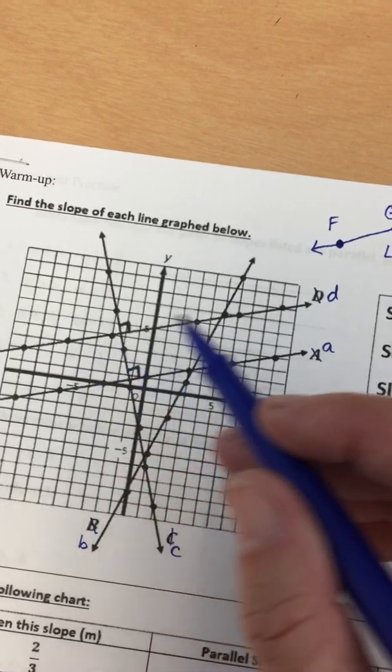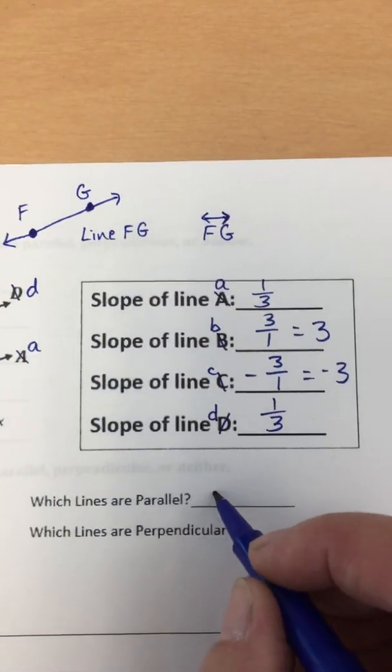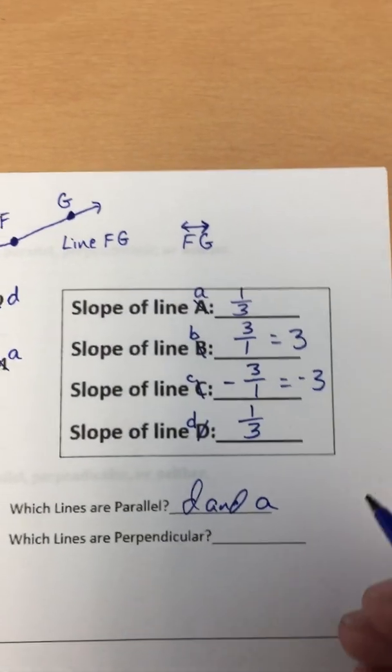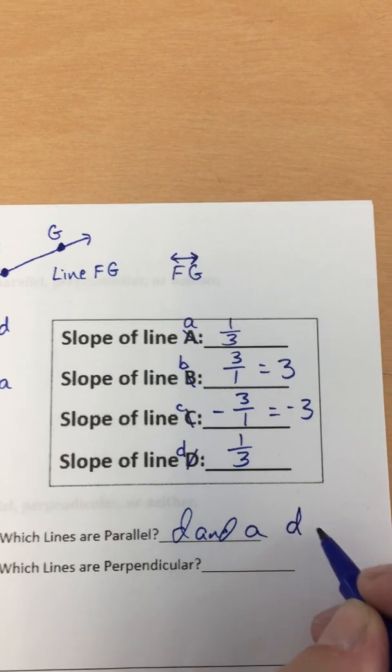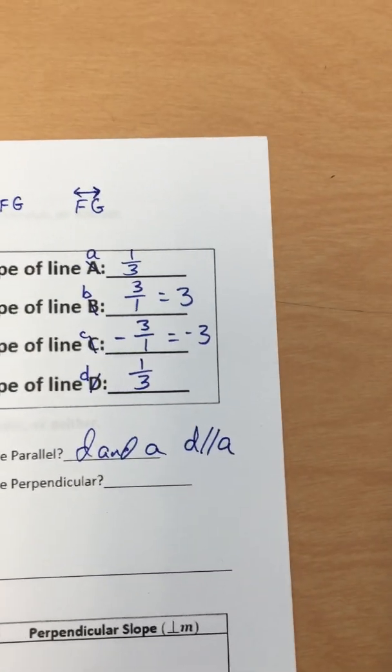They're like railroad tracks. They're never going to intersect. That's what parallel means. So D and A are parallel. Now, how they would write it is they would say D is parallel to A. So they would put the little parallel marks between it. That means D is parallel to A.